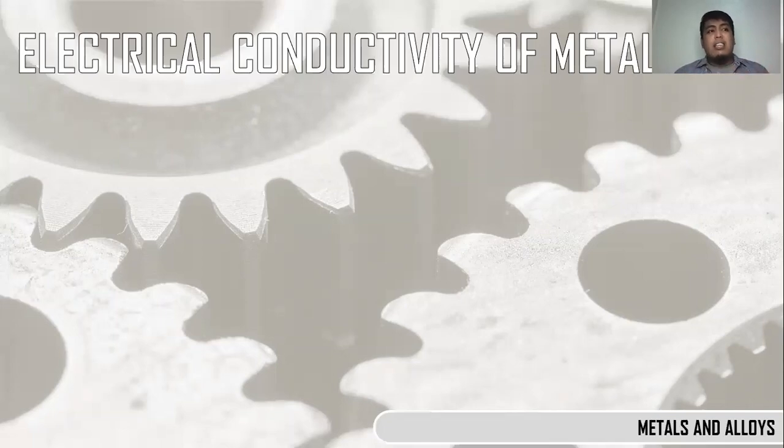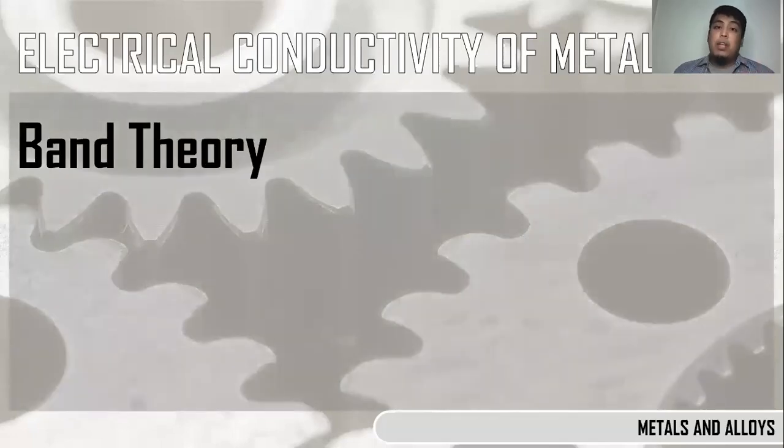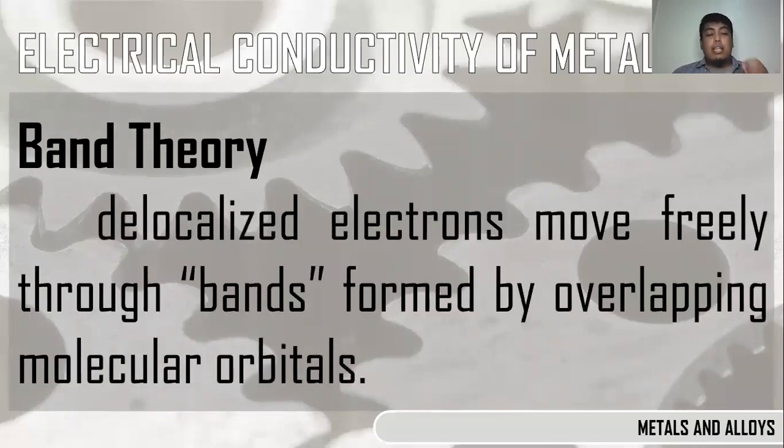Pero, ang tanong natin dyan is, bakit si insulators, yung mga non-metals natin, bakit yung mga metalloids natin na usually mga semiconductors, bakit hindi sila nakaka-conduct ng electricity? Or for the metalloids, bakit may certain conditions na kailangan abutin para mag-conduct sila ng electricity? So, that question is actually answered by your band theory. It's a theory that explains why materials can conduct electricity while others cannot. So, the band theory states that the localized electrons move freely through bands formed by overlapping molecular orbitals.